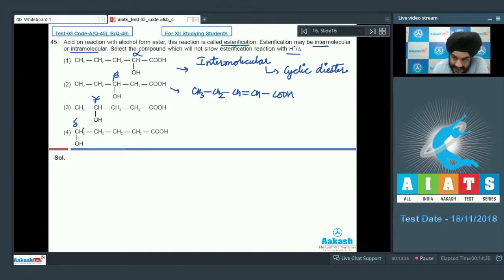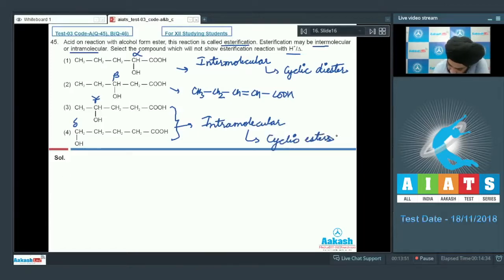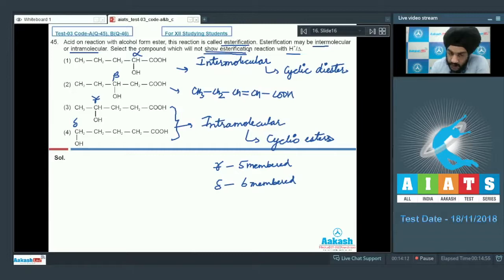If we look at the gamma and the delta hydroxy acids, these undergo intramolecular esterification to give cyclic esters. Okay. The gamma will form a 5-membered ester, whereas the delta form is going to form a 6-membered ester. Okay. So if we look at the question asked to us, which compound will not show esterification reaction, we can see that option 2 has to be marked as the correct answer for this question. Let us look at the next question.